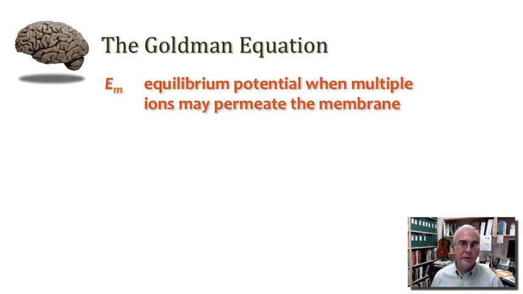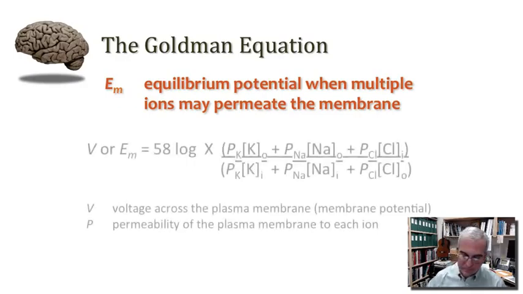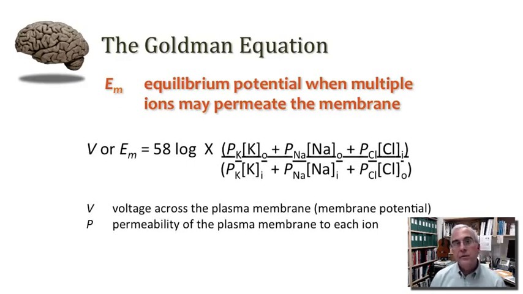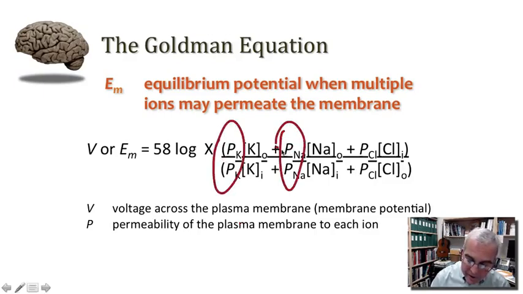Well, there's one more equation to introduce to you that allows us to do just that. That is to predict the equilibrium potential when multiple ions may permeate the neuronal plasma membrane. This equation is called the Goldman equation. And the Goldman equation really is an expansion of the Nernst equation that considers the situation when there are multiple permeant ions. So what we have in the Goldman equation are terms that allow us to account for the permeability of ions. That's what these P terms are.